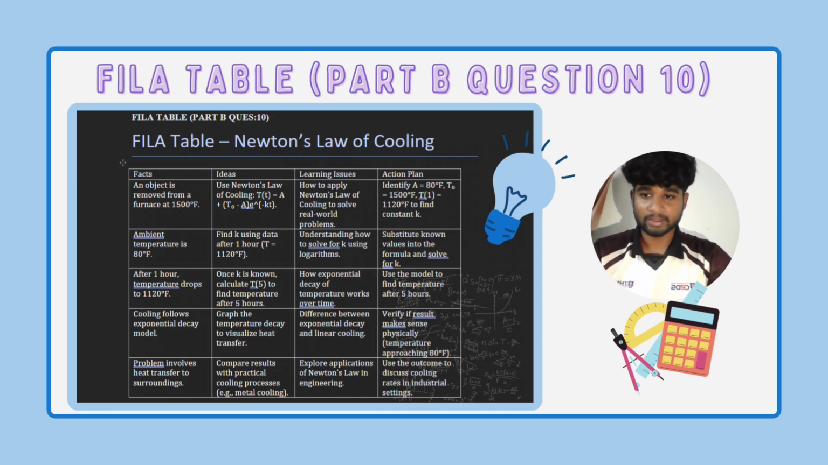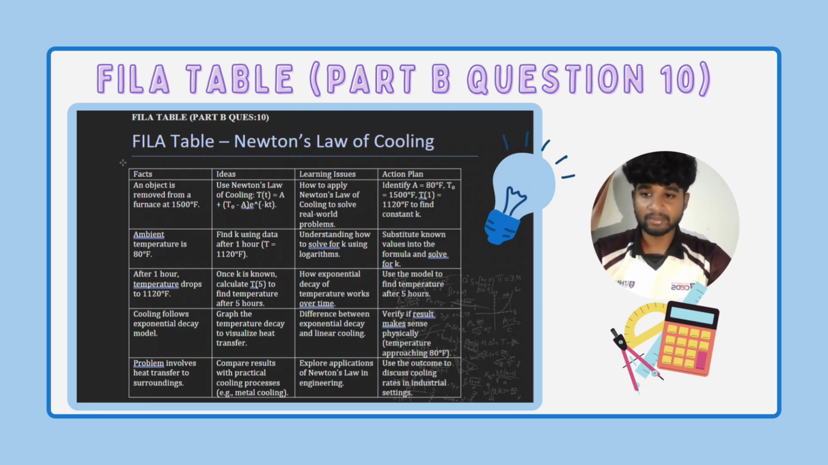I will now present the PBL table based on Newton's law of cooling. Let's start with the facts. An object is removed from a furnace at 1500 Fahrenheit and the surrounding, or ambient, temperature is 80 Fahrenheit. After 1 hour, the object's temperature drops to 1120 Fahrenheit. And we know the cooling follows an exponential decay model.